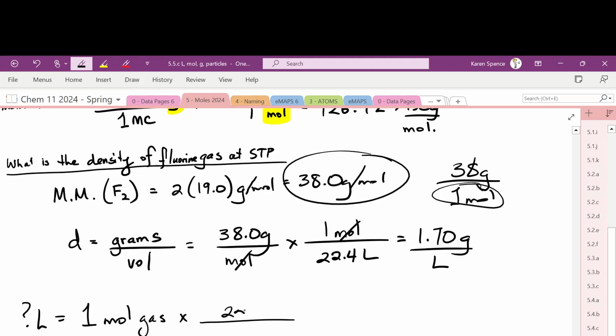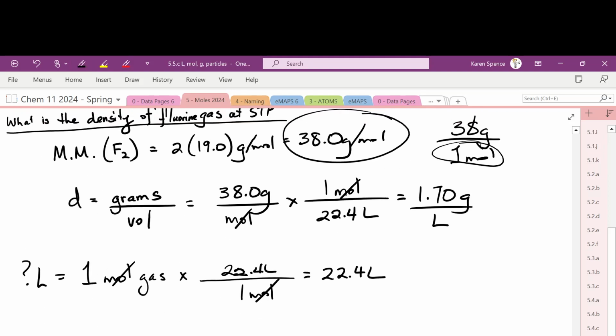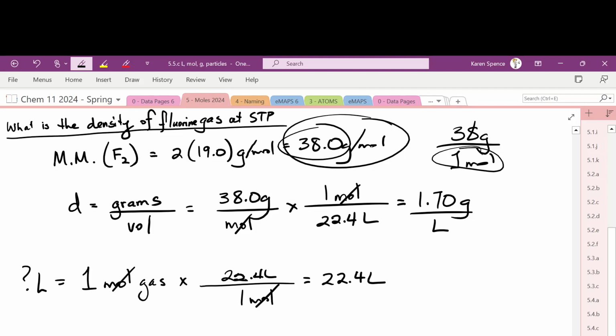There is 22.4 liters per 1 mole. So that gives me 22.4 liters. And then I could say, I know I have 38 grams, and I know that my 1 mole is 22.4 liters. So my density in grams per liter is going to be 1.70 grams per liter.